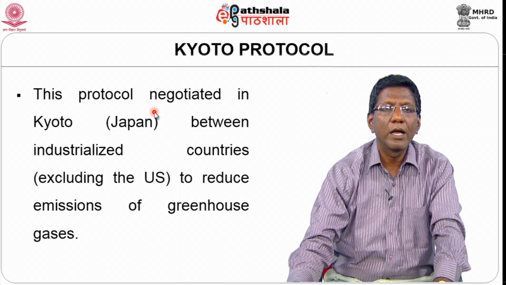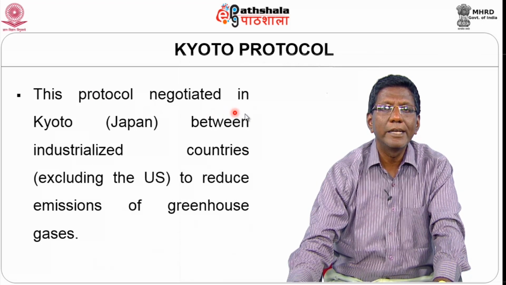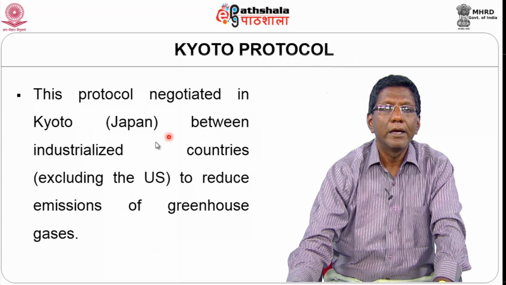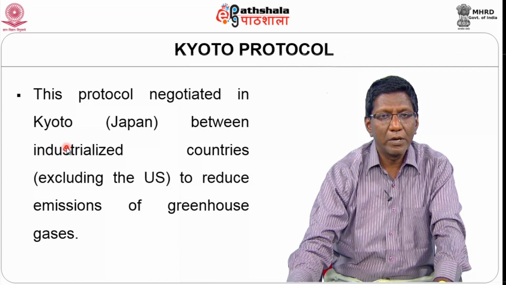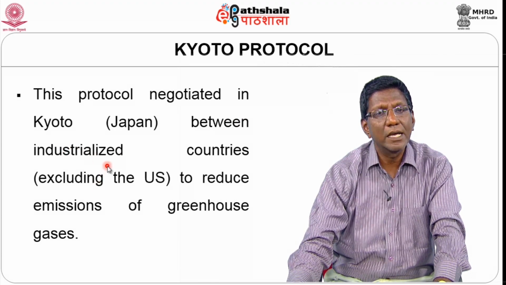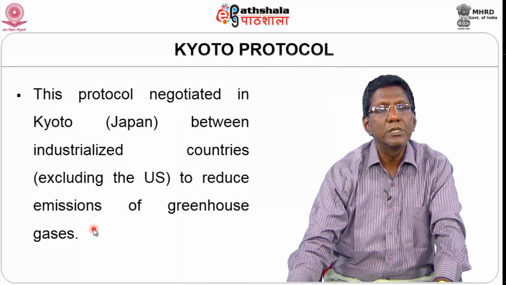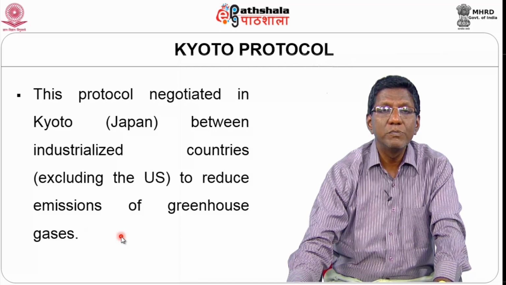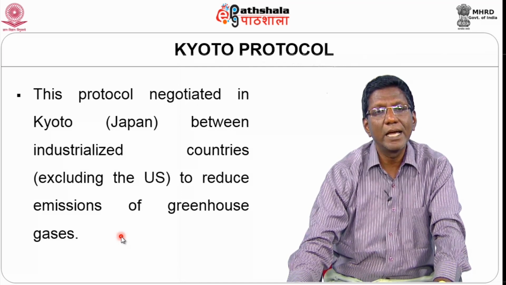The Kyoto Protocol, what is it? The Kyoto Protocol was negotiated in Kyoto, that is in Japan. It was between the industrialized countries to reduce emissions of greenhouse gases. Interestingly, the US, which was the greatest emitter at that time, was not a party to it. That itself was a fallacy of the Kyoto Protocol.